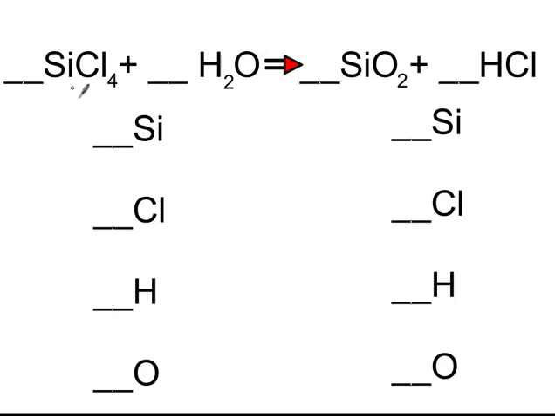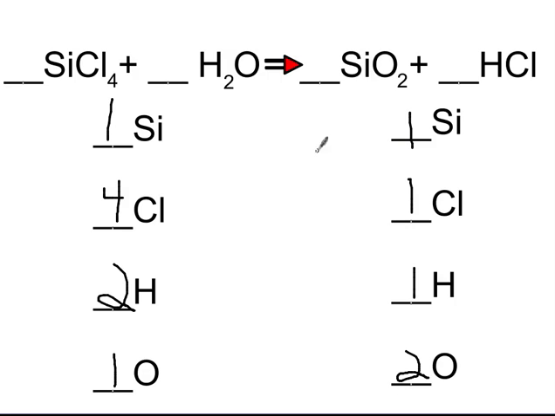So let's see, looking at this, I have one silicon, because there is no subscript behind it and no coefficient. So I have 1. Now I have a subscript for chlorine. I have 4. So Cl is going to be 4 chlorine. I have 2 hydrogen and I have 1 oxygen. On the other side, I have 1 silicon. I have 2 oxygen. I have 1 hydrogen and I have 1 chlorine.